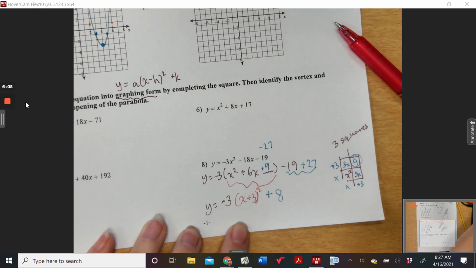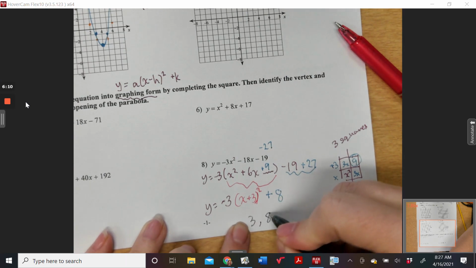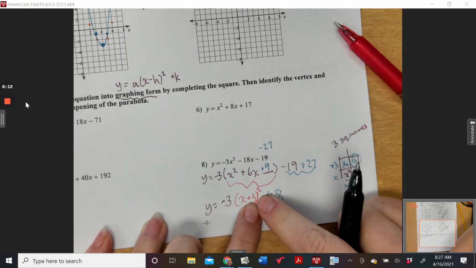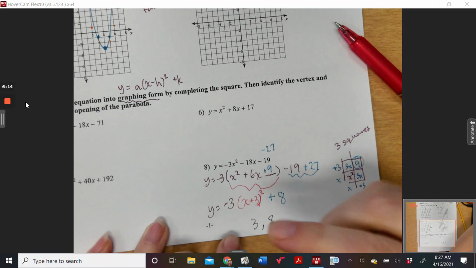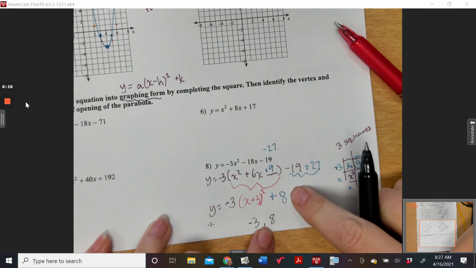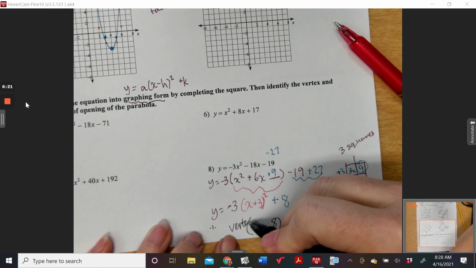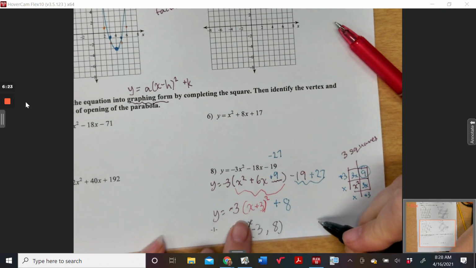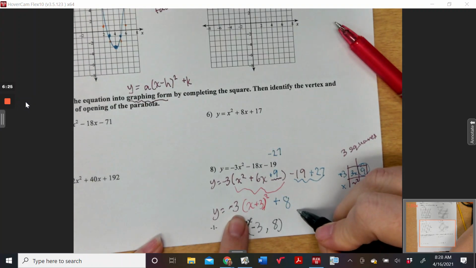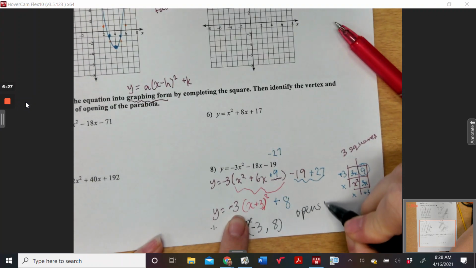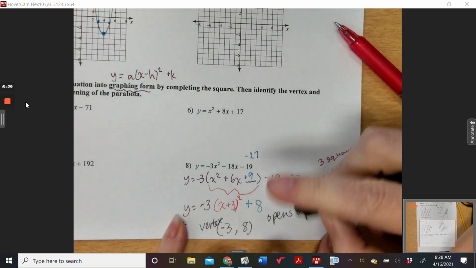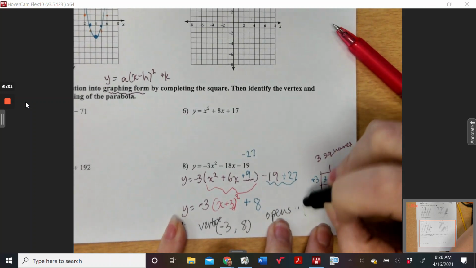Okay, my vertex is at 3 and 8. The 3 is shifting to the left, that makes it negative. The 8 is shifting up, that's positive. So there's my vertex. My direction of opening, it opens down because of the minus 3.